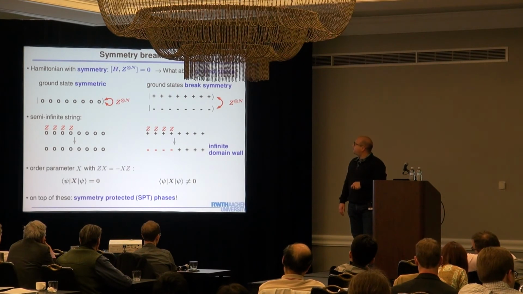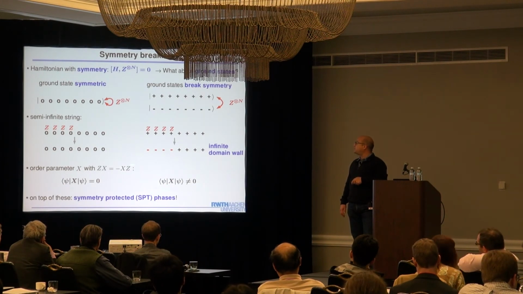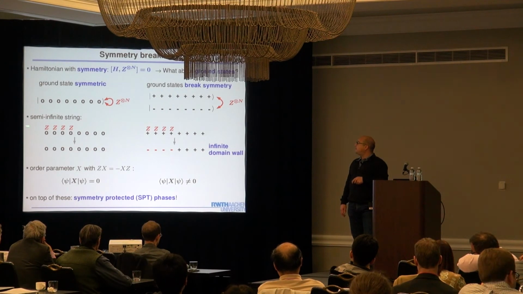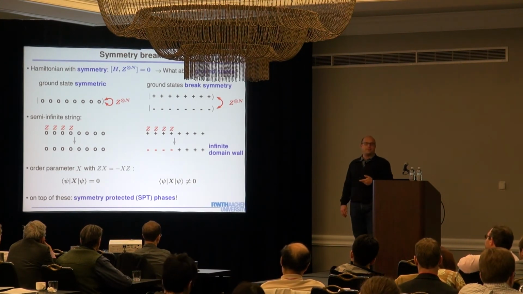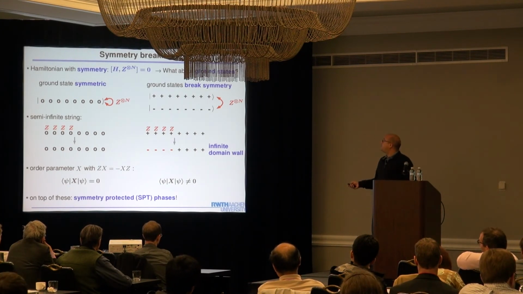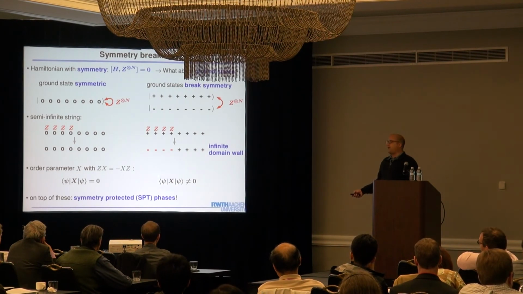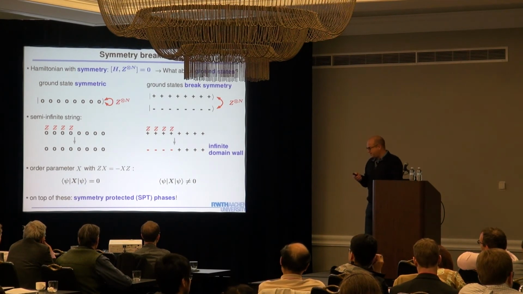And the third thing to note about these states is that there's an order parameter. I can come up with operators X which are local and anti-commute with the symmetry. And of course, if the state is invariant under the symmetry, any anti-commuting operator must have expectation value 0. On the other hand, if these states are not invariant, I should be able to come up with a local operator which has non-zero expectation value, which is called the order parameter of the system.